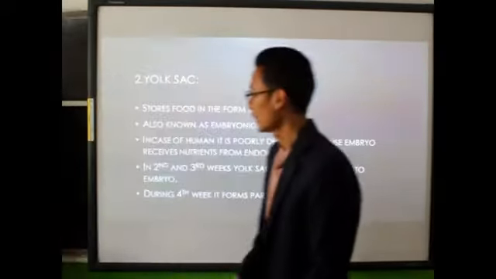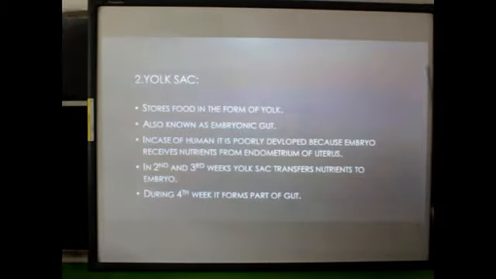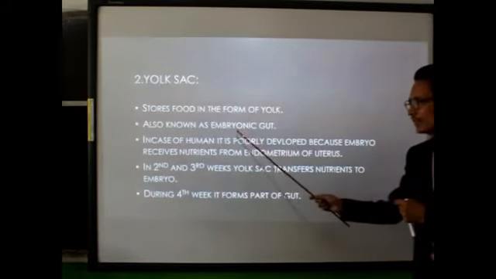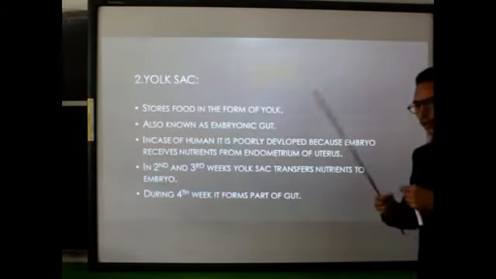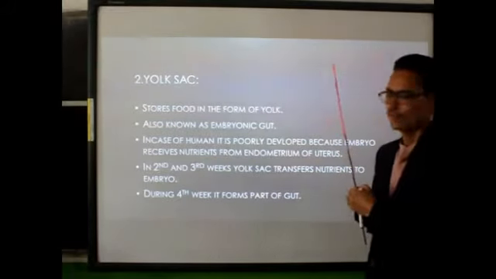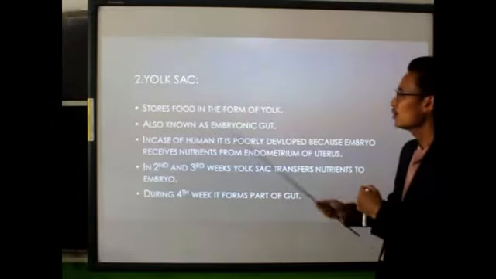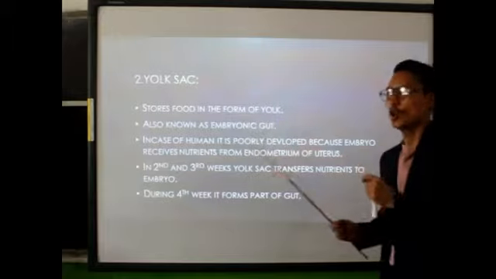Now next one, yolk sac. The yolk sac acts as the embryonic gut. Look over here. It acts as the embryonic gut. That means it will store the food particles. Clear? It stores food in the form of yolk. It will store the food, and that food will be in the form of the yolk.